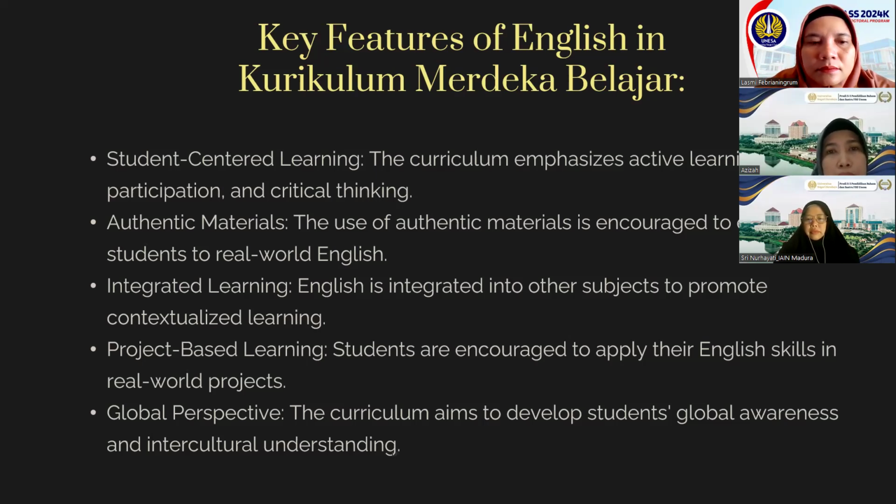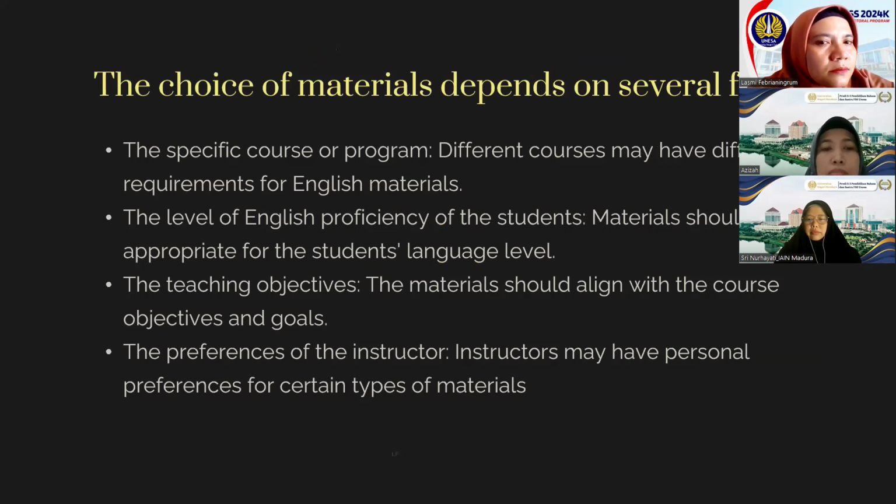And now let's talk about the materials. The choice of materials depends on some factors, including the specific course or program. Different courses may have different requirements for English materials. The level of English proficiency of the students: materials should be appropriate for the students' language level. And the teaching objective: the materials should align with the course objectives and goals. The preferences of the instructors: they may have personal preferences for certain types of materials.